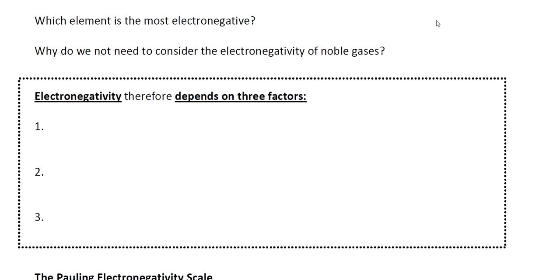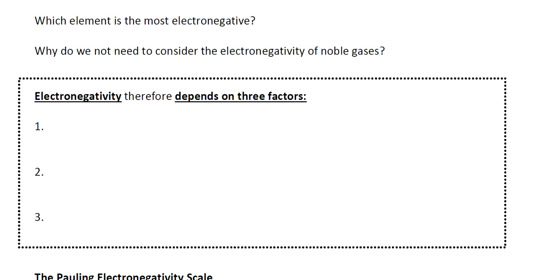Okay, when you have got that written down, consider this. Look at your periodic table, identify which element must be the most electronegative. Why do we not need to think about electronegativity of the group 0 elements, the noble gases? And then briefly, what are the three factors that we have talked about that might affect electronegativity? So have a think about those, jot them down, and then we'll check in a moment.